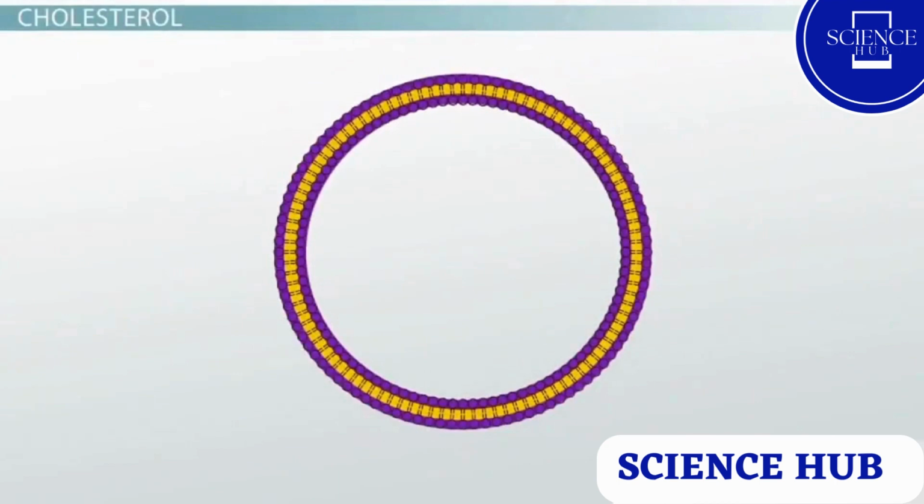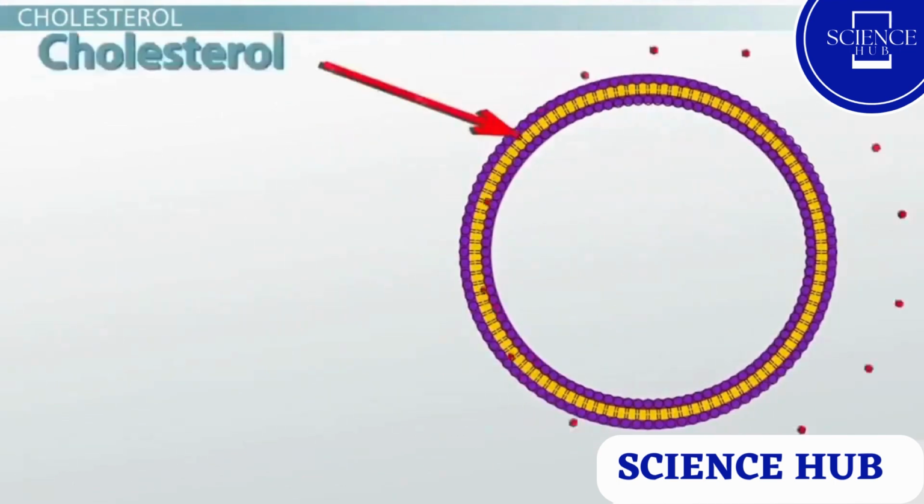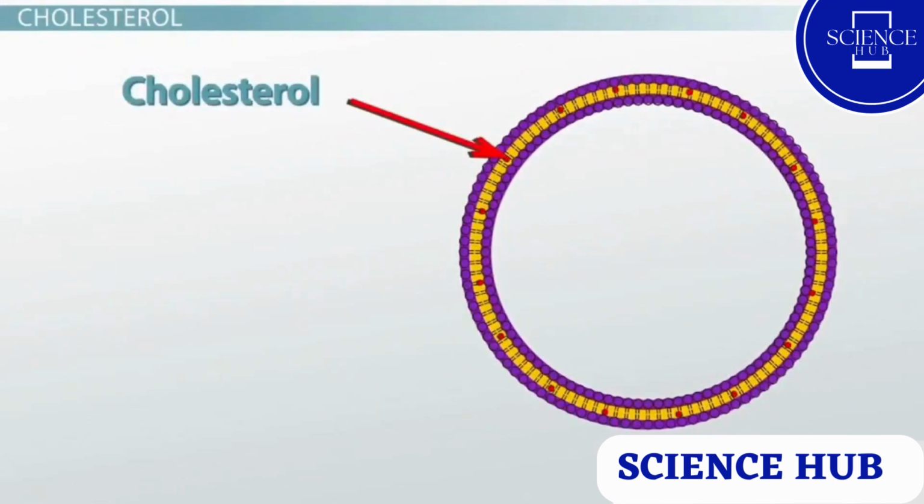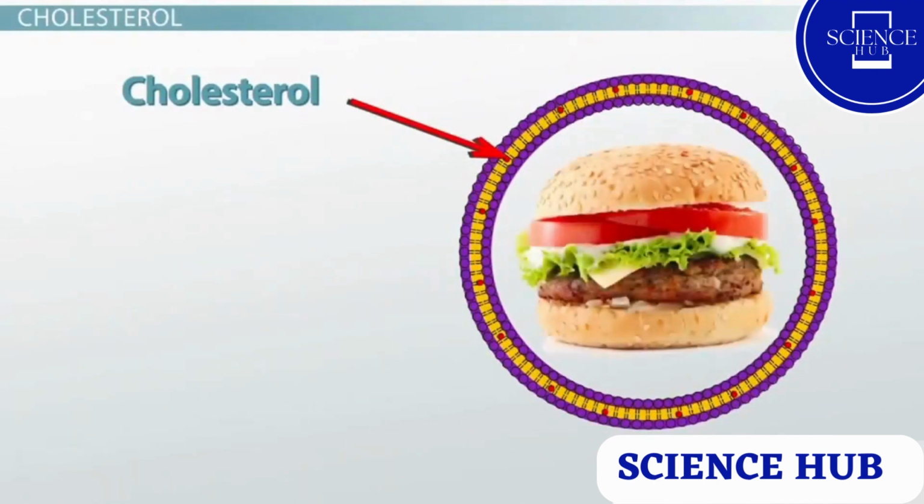Now we can start adding molecules to the phospholipid bilayer that will turn this membrane into a beautiful piece of mosaic art. We'll start with cholesterol, which is found floating throughout the membrane. Remember that not only is there a lot of cholesterol in a double cheeseburger, there's also a good amount in our cells. Here it does a lot more good than clogging our arteries.